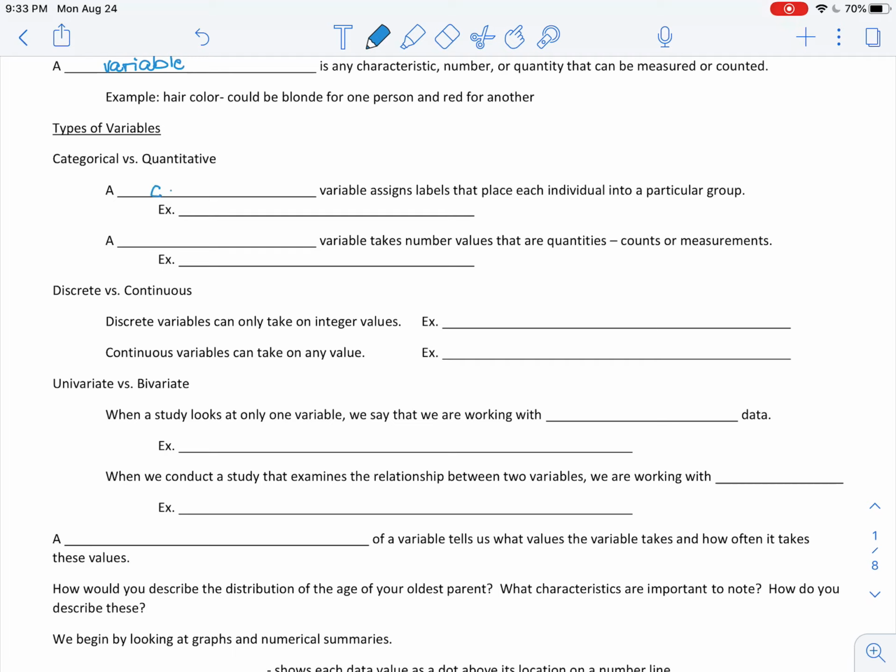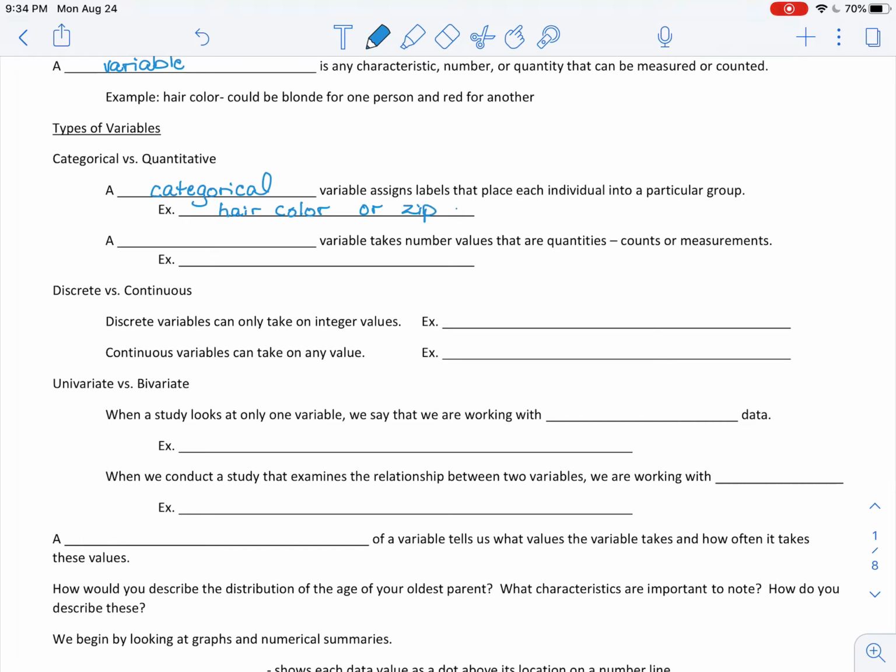A categorical variable. Nicely referred to as categorical because it's essentially like a category. It's going to assign labels that place each individual into a particular group. So for example, that hair color I mentioned earlier, I'd have a group of blondes, a group of redheads, a group of bald people, and it's just categories I could place people into.